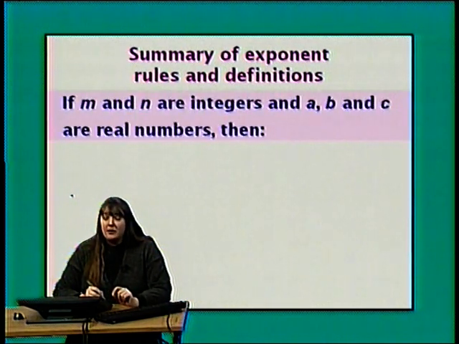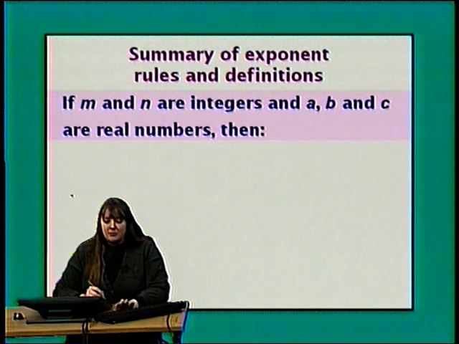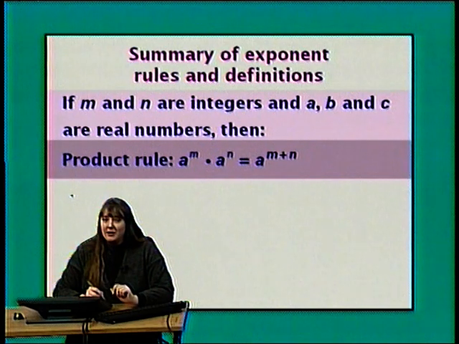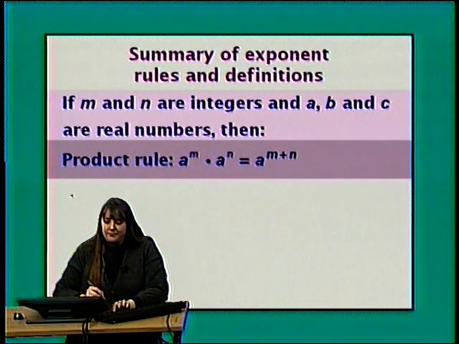If m and n are integers and a, b, and c are real numbers, then the product rule tells us a to the m times a to the n equals a to the question mark. Do you remember what should be there? You should. This is the rule that tells us to add the exponents. If you don't remember this, this is one of the rules that you need to review.